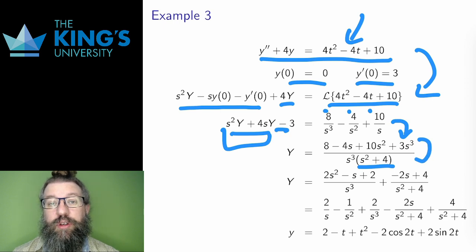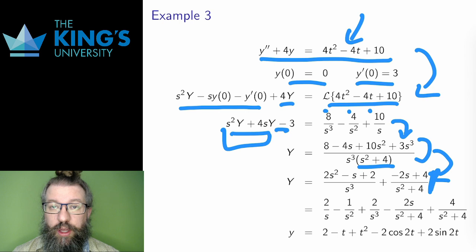Again, this is going to need partial fractions. I have something over s cubed, something over s squared plus 4. The partial fractions done by computer gives me this. This still needs some work. This isn't exactly in the form I need, but I can split up the numerators and get 5 terms out of all of this.